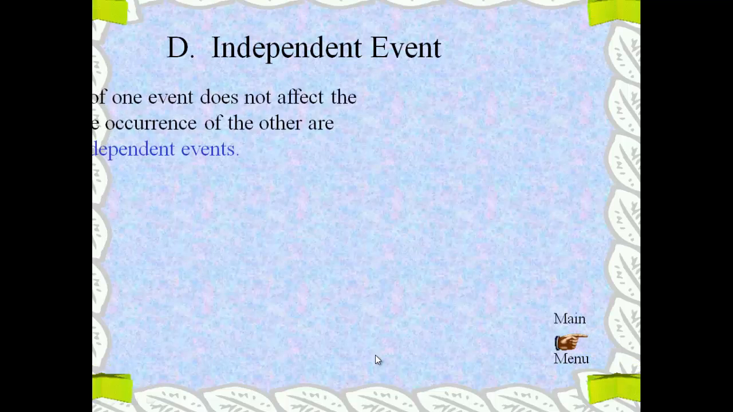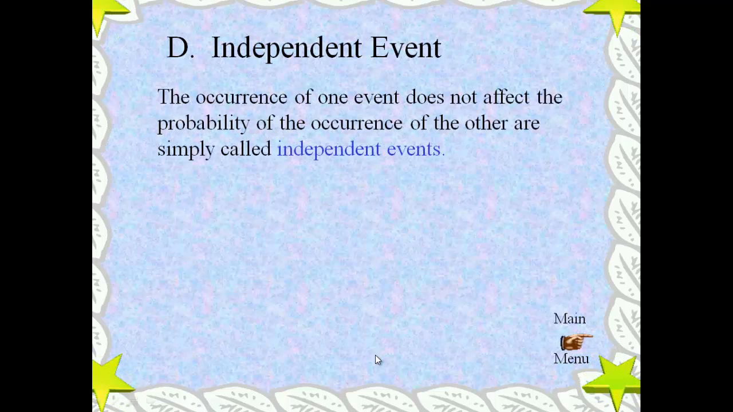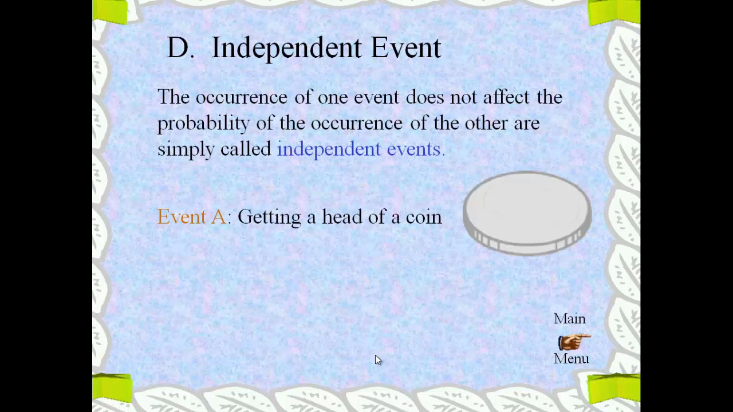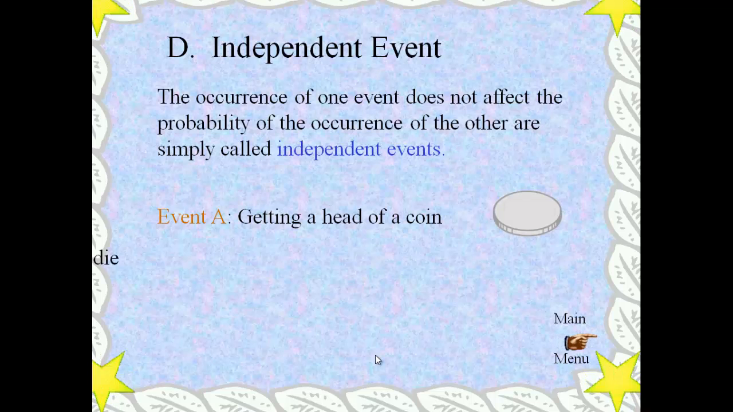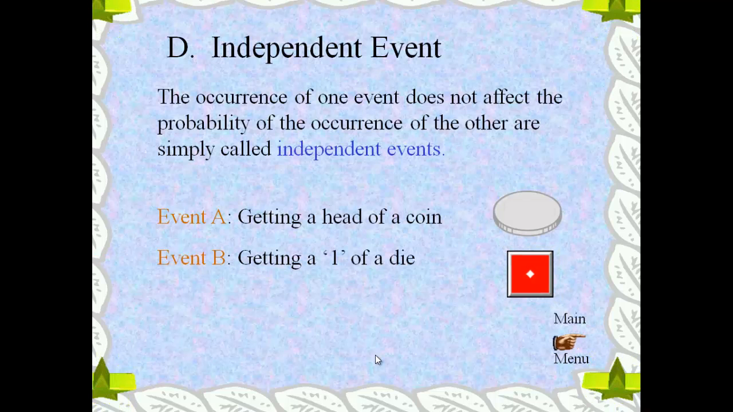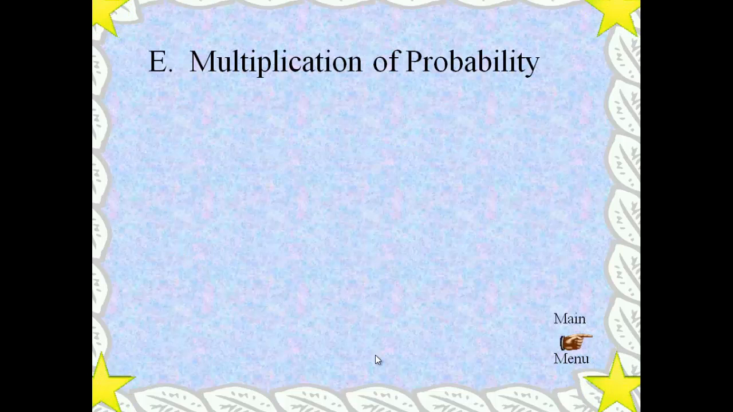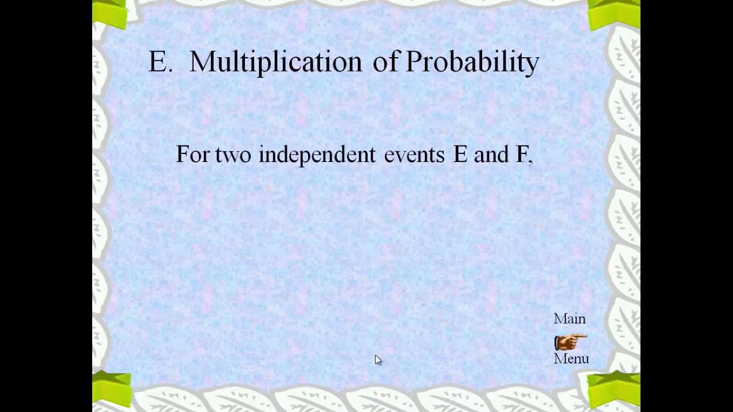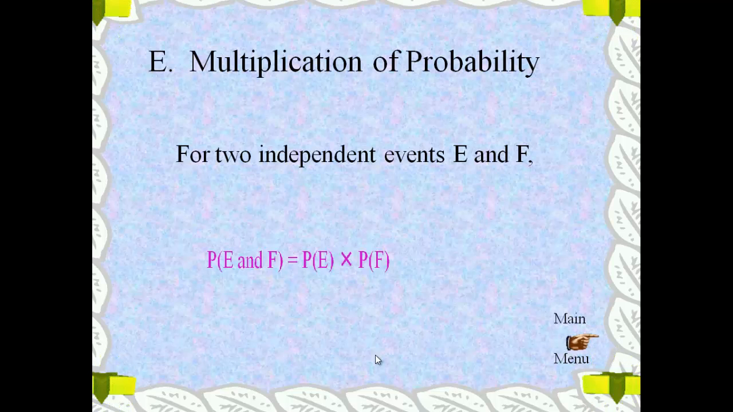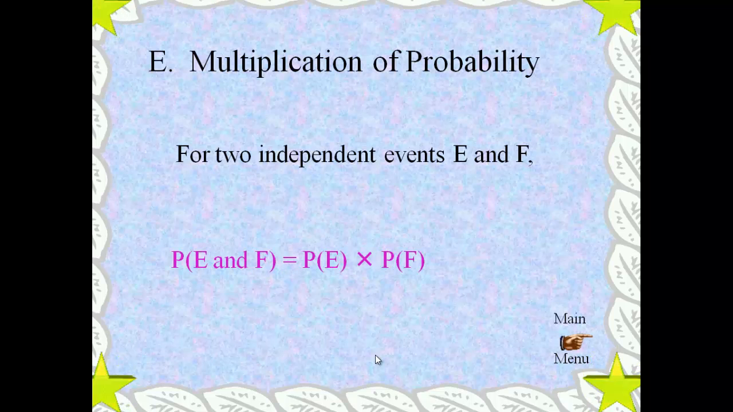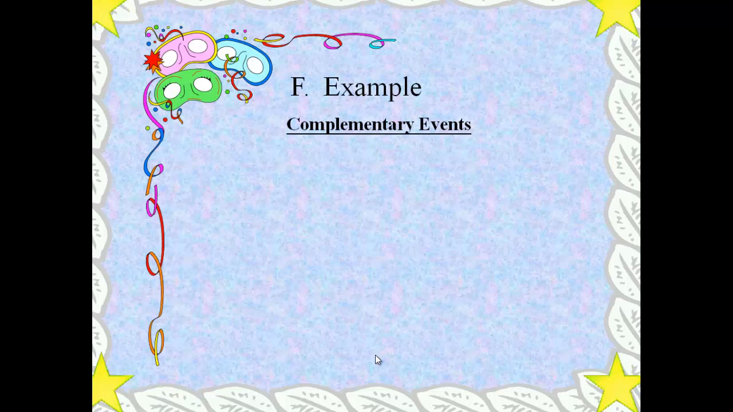An independent event is where the occurrence of one doesn't affect the occurrence of another. So getting a head on a coin or getting a 1 on a die are independent events. If 2 events are independent, then we multiply their probabilities to find the probability of getting both of them.